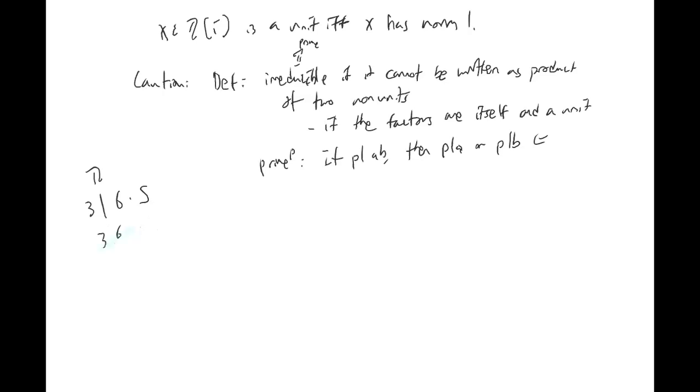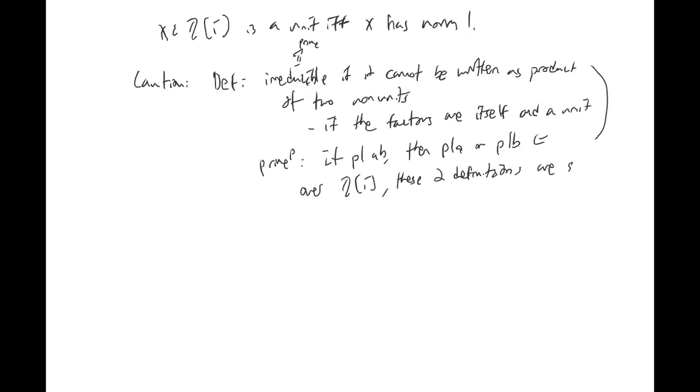Right. So here's the thing. In this case, over Z[i], these two definitions are equivalent, they are the same, so you're fine to use either. But let me give you a quick counterexample as to why these two are different.